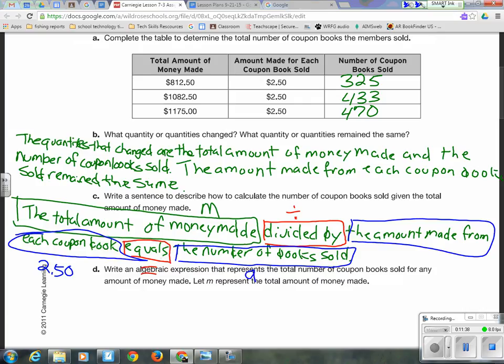So now we can take all of these symbols and letters and just put it all together. Check it out. M divided by, because that's what we're following, M divided by, the amount made from each is 2.50, so M divided by 2.50 equals A. There's your answer to the last question.